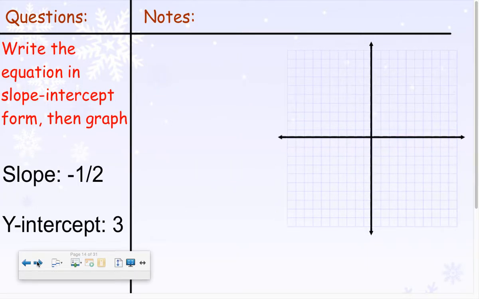Slope is -1/2, y-intercept is 3. So y equals my m, my slope, is -1/2, and I always put the negative with the top number if I have a fraction. My y-intercept is +3. So I'm going to make my first point on the y-axis, and that's my +3. And then from there, I'm going to rise -1, run 2. So rising -1 means going down 1, and then to the right 2. Down 1, and to the right 2.